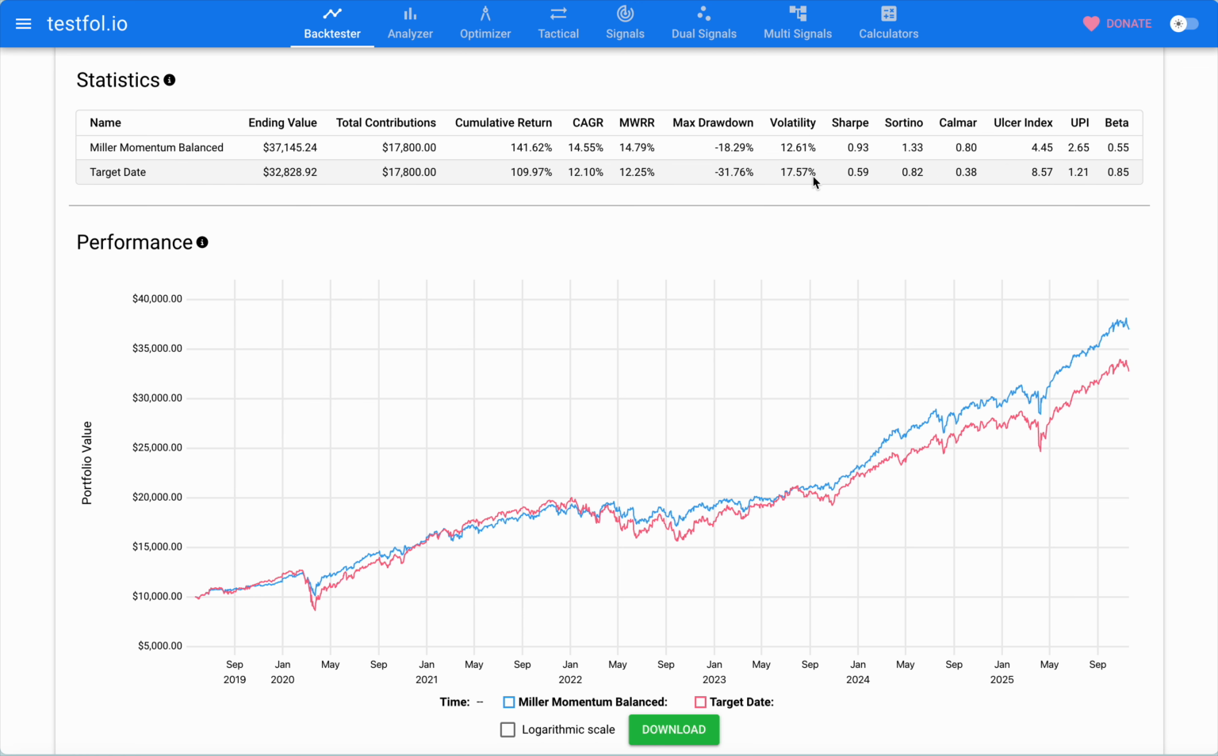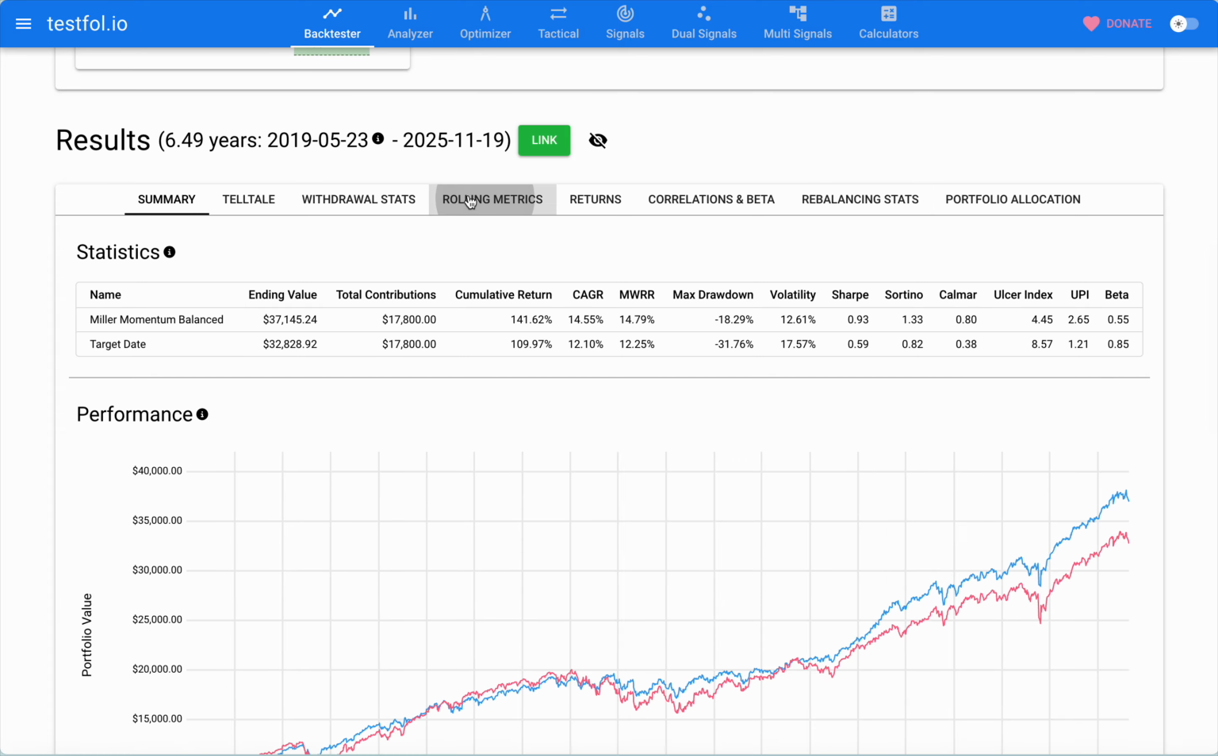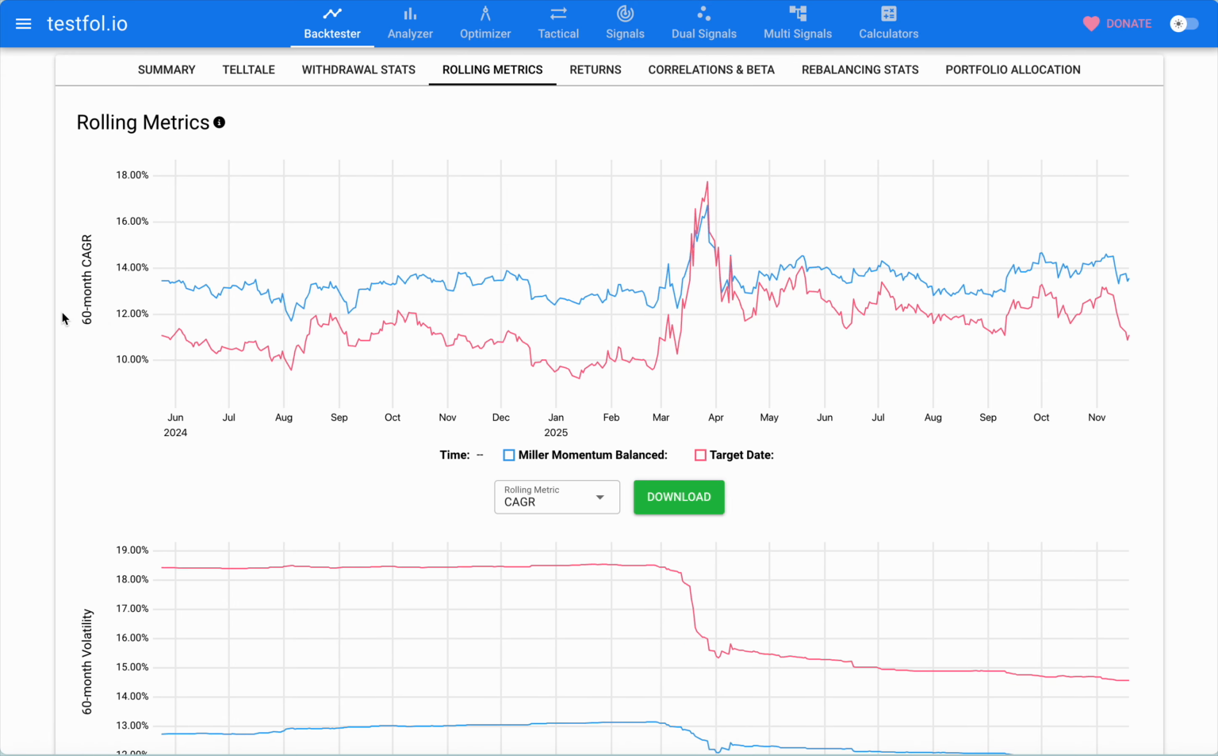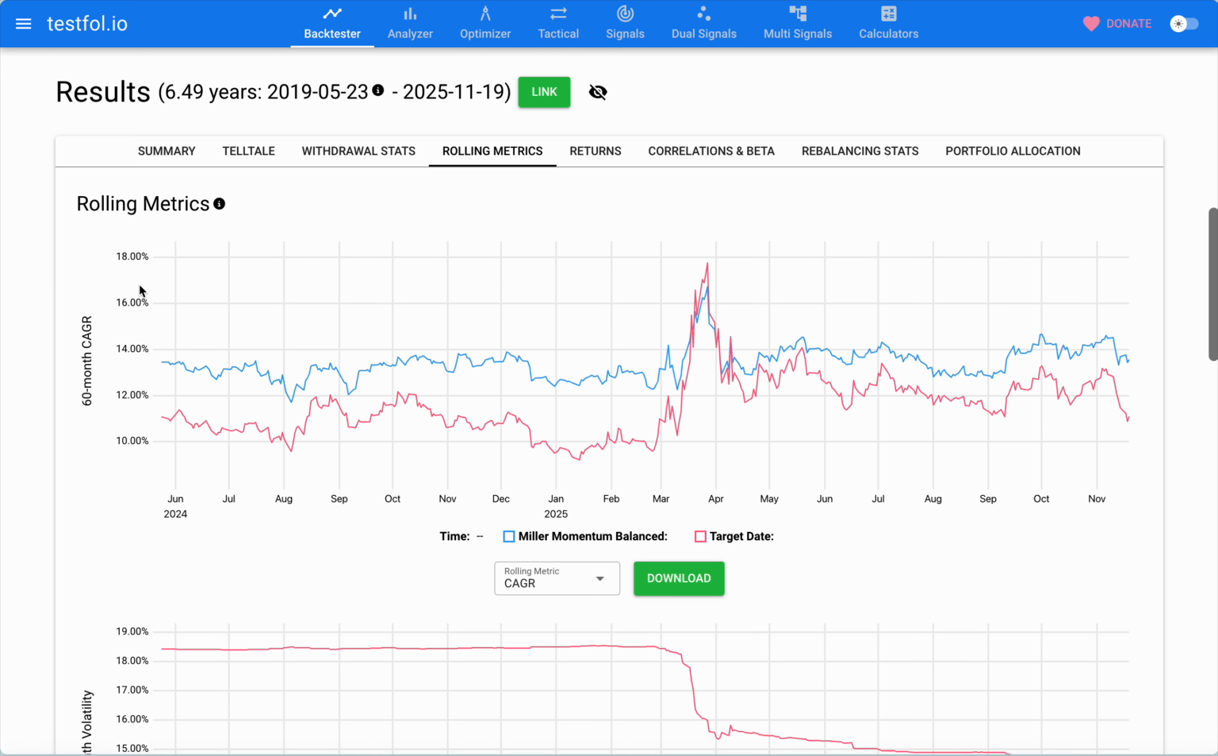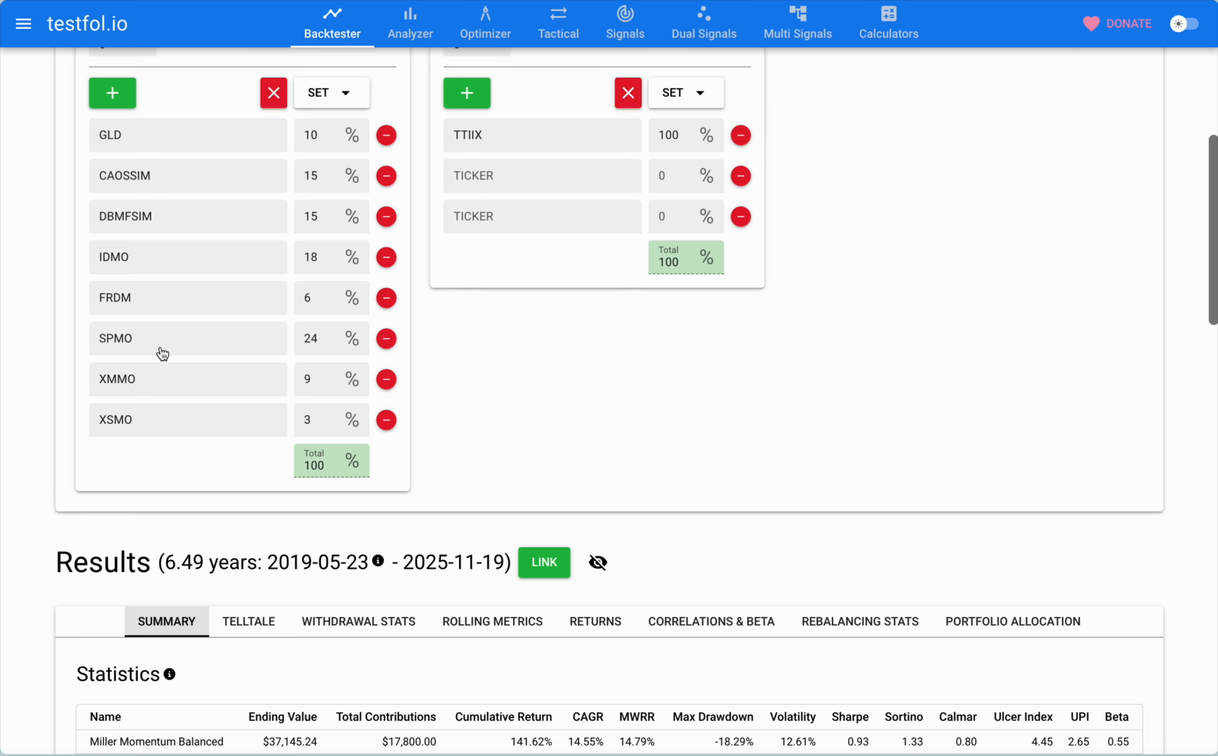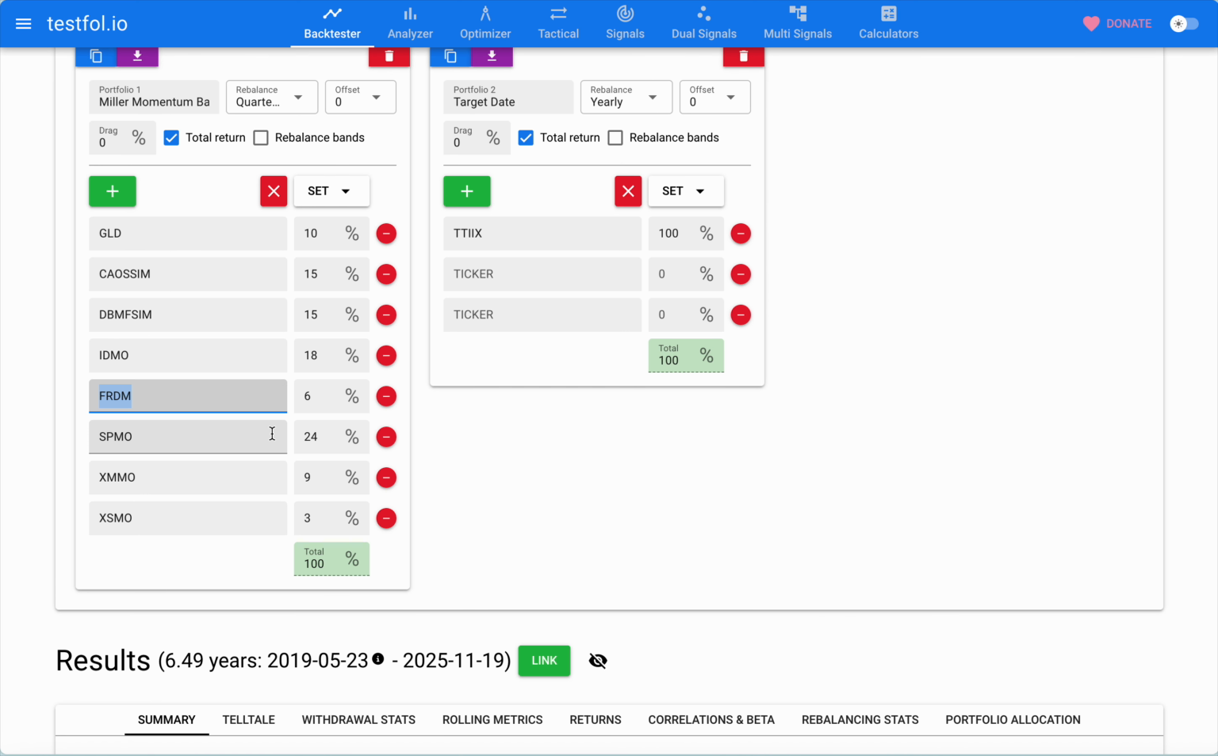The volatility is much better, which means your Sharpe ratio is much better and your Sortino ratio is much better as well. If you look at rolling metrics, you can see that blue line is the 60-month rolling return on the Miller Momentum Balanced Fund, and it's consistently above a target date fund that you would get from, say, Vanguard or Fidelity or Schwab.